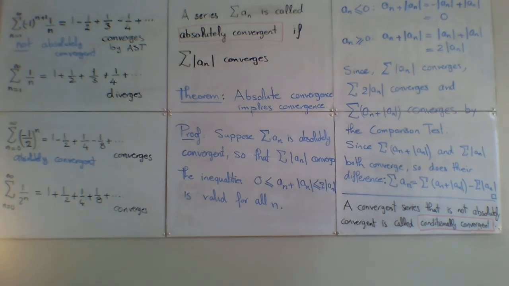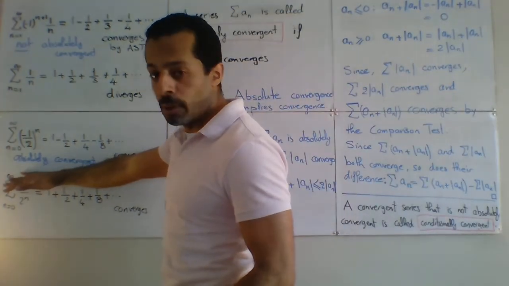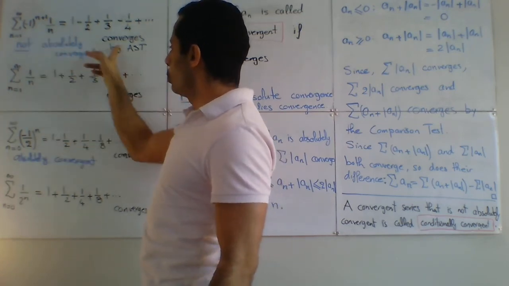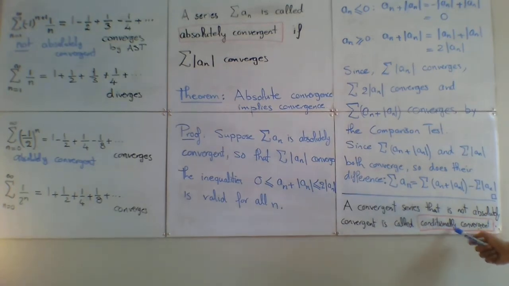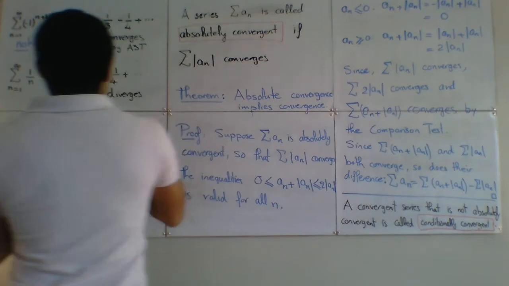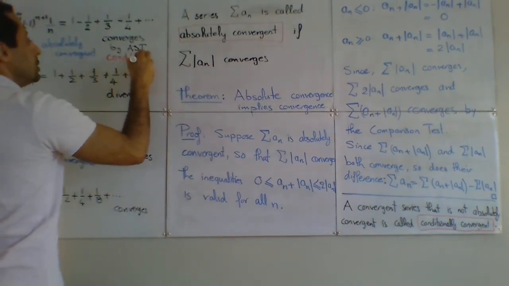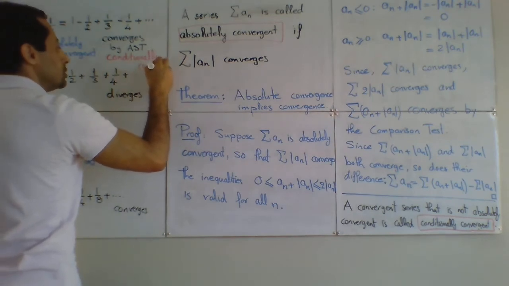And now one last thing is that we also have a new name for series. We know that this series is absolutely convergent. We have a name for a series that converges but is not absolutely convergent. A series like this is called conditionally convergent. So this alternating harmonic series is a conditionally convergent series.